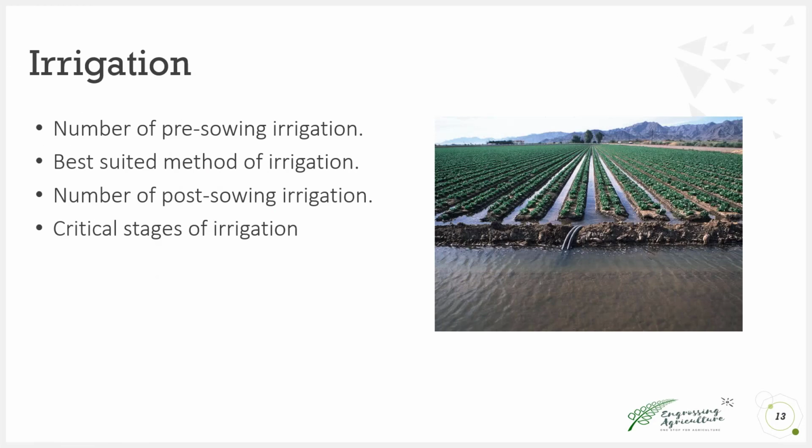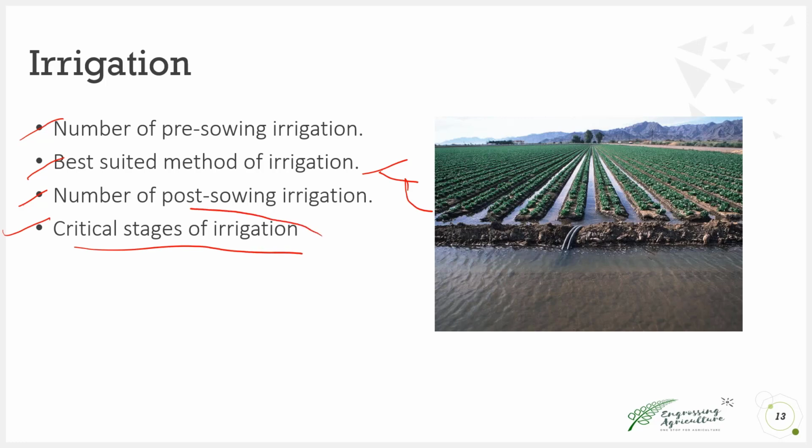Irrigation. Number of pre-sowing irrigations, that means before sowing the seed, how much irrigation the crop requires. Best suited method: flooding, drip irrigation, spray irrigation, sprinkler irrigation, all the different types of irrigation that are suitable for the particular crop. Number of post-sowing irrigations and critical stage requirement.